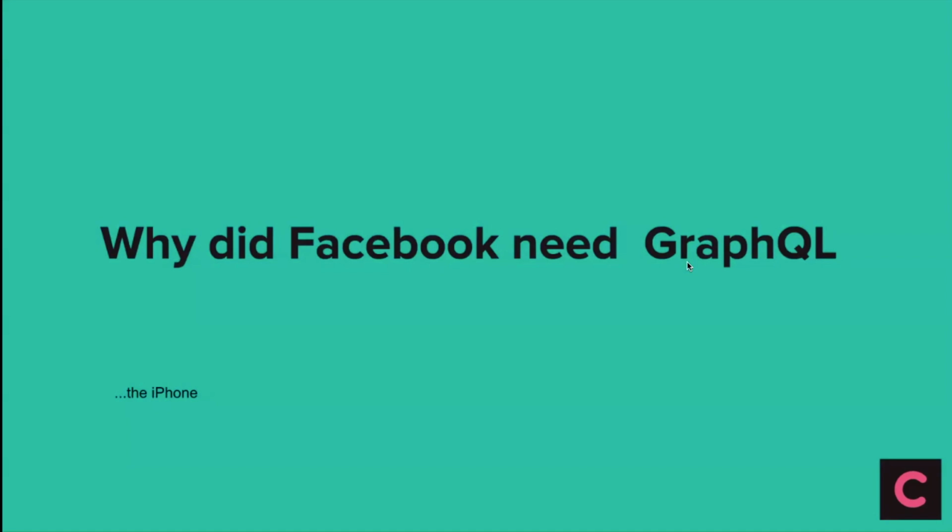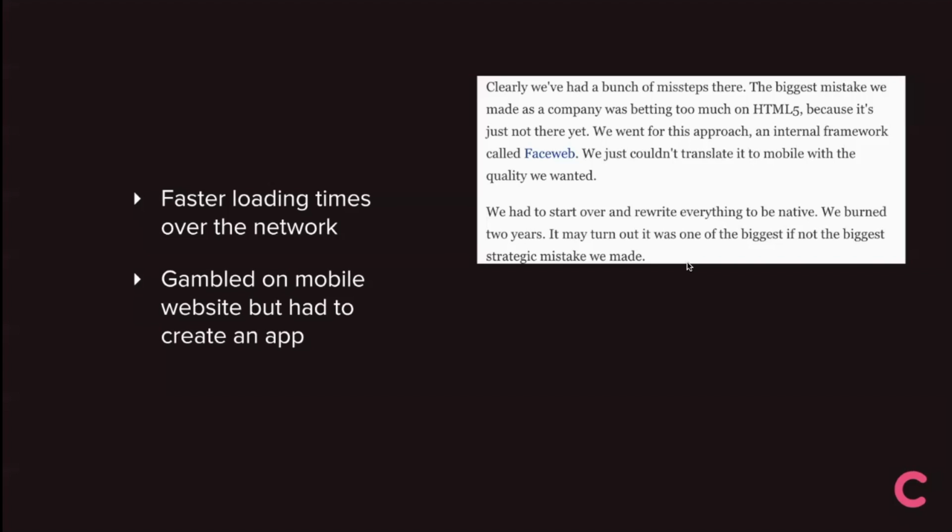So why did Facebook need GraphQL? The answer is the iPhone. They gambled a lot on HTML5, and it is not where they thought it was going to be. So they had to develop a native mobile app for Android and iOS. And that was the main catalyst for creating GraphQL.